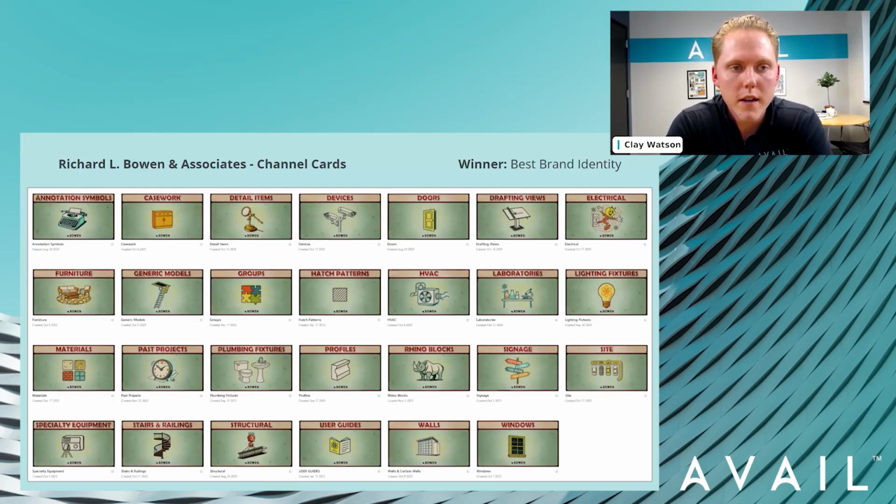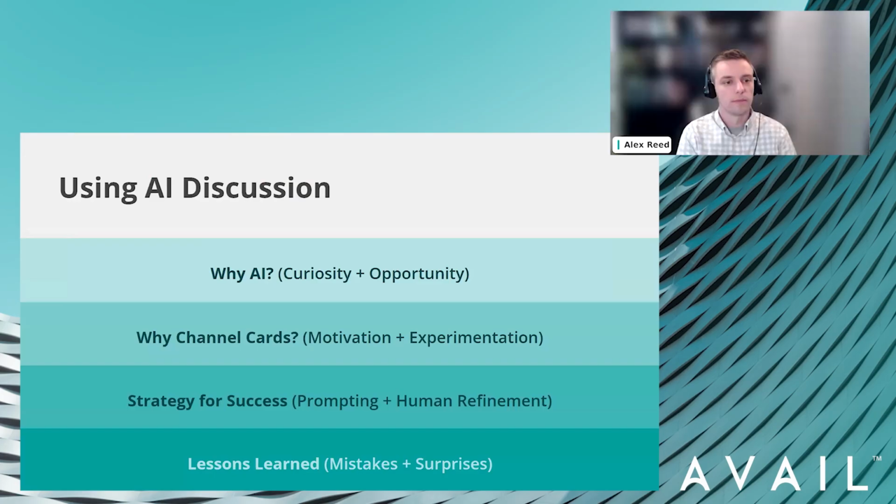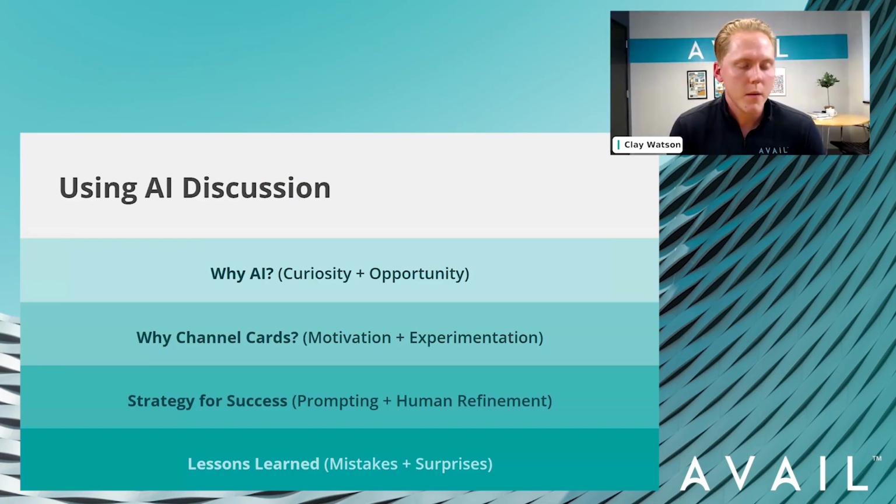That's awesome. Alex, I'm going to turn it over to you, to talk about what started your motivation around refreshing the channel cards. Actually, for you, it was a lot about rolling out AVAIL, because you started with AVAIL in the middle of last year. Talk about that origin story, if you will, and how that led into some of the AI technology as well.